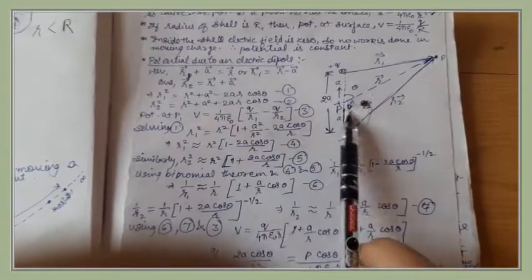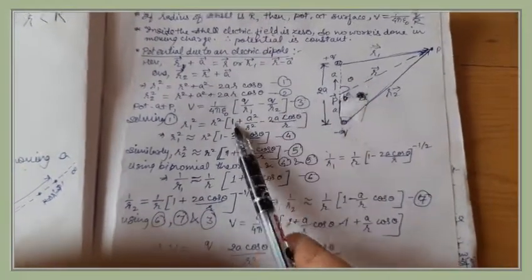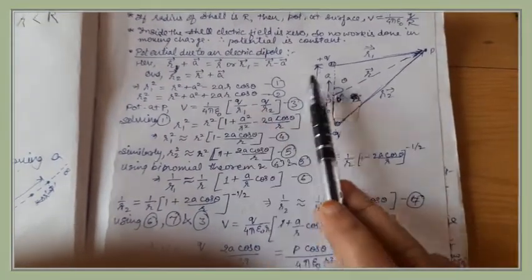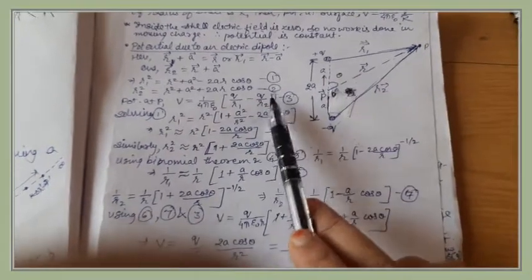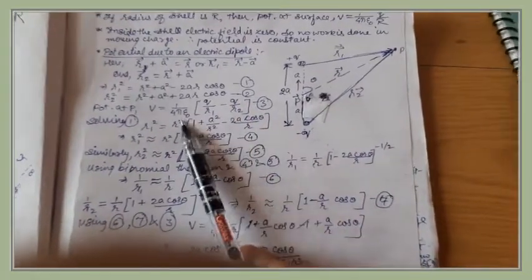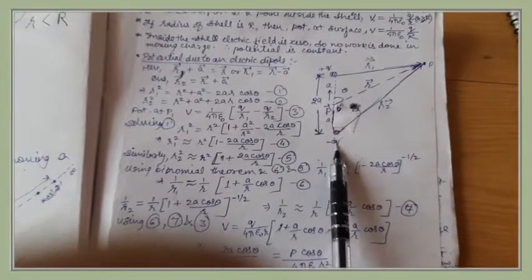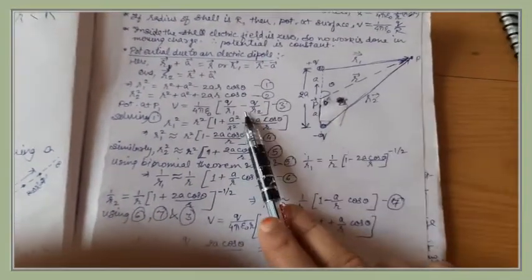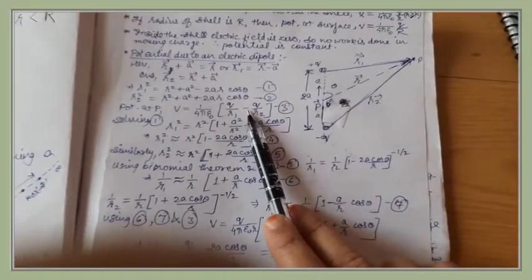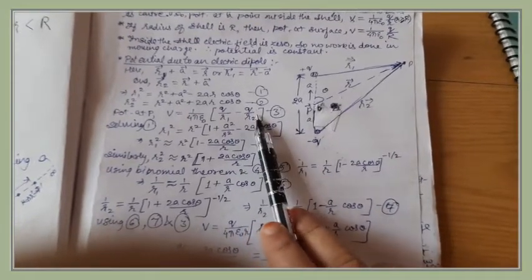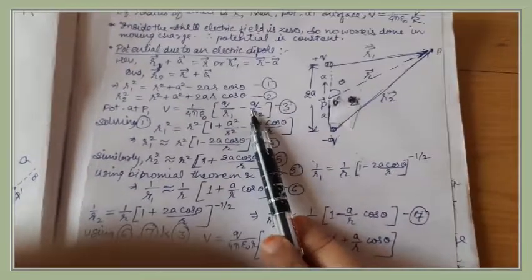So potential due to plus q charge is 1 upon 4 pi epsilon into plus q by r1, and that due to minus q charge is 1 upon 4 pi epsilon into minus q by r2. So that's why the negative sign. When you add up, one term is positive, the other is negative. That's why the negative sign in between.